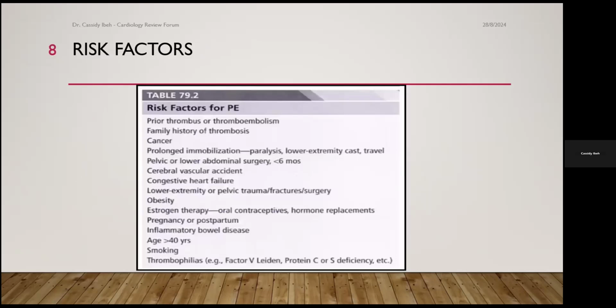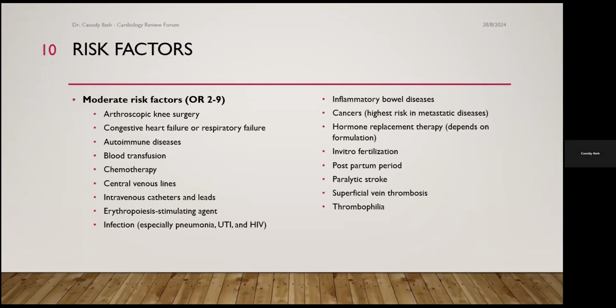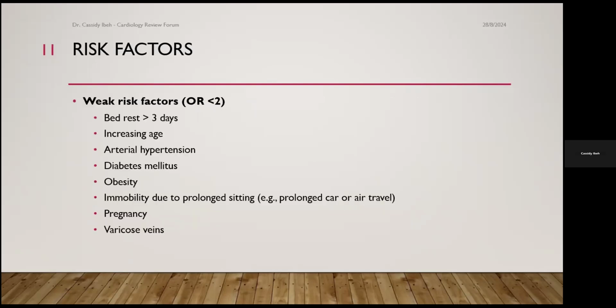These are the risk factors that may predispose an individual to development of this condition. Family history of thrombus, cancer, smoking, and even hereditary conditions like factor V Leiden, protein C or S deficiency. These can be grouped into strong risk factors, moderate risk factors, and weak risk factors as listed.